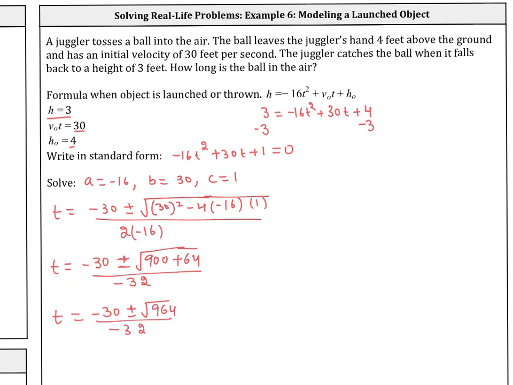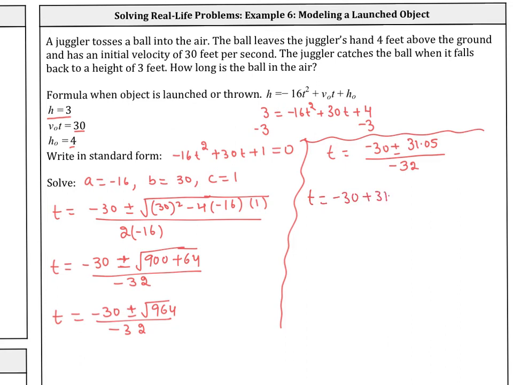You're going to find the square root of 964. The square root of 964 is 31.05, and you're going to get two solutions, one with the positive sign and one with the negative sign. So negative 30 minus 31.05 divided by negative 32 gives negative 61.05 divided by negative 32.